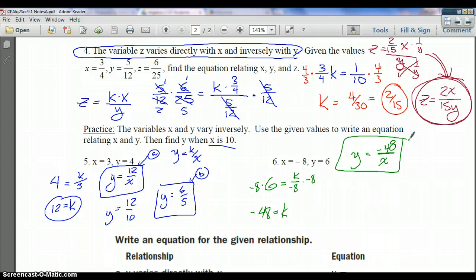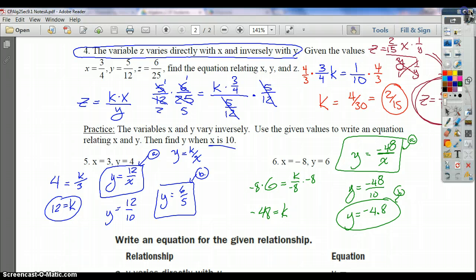Now let's evaluate this when x is 10. So this means I have -48 over 10, which we know is 4.8. You could leave it as a fraction as well, which I believe is -24 over 5. Right? So there's basically 5 and 6, and this was our second answer, B.